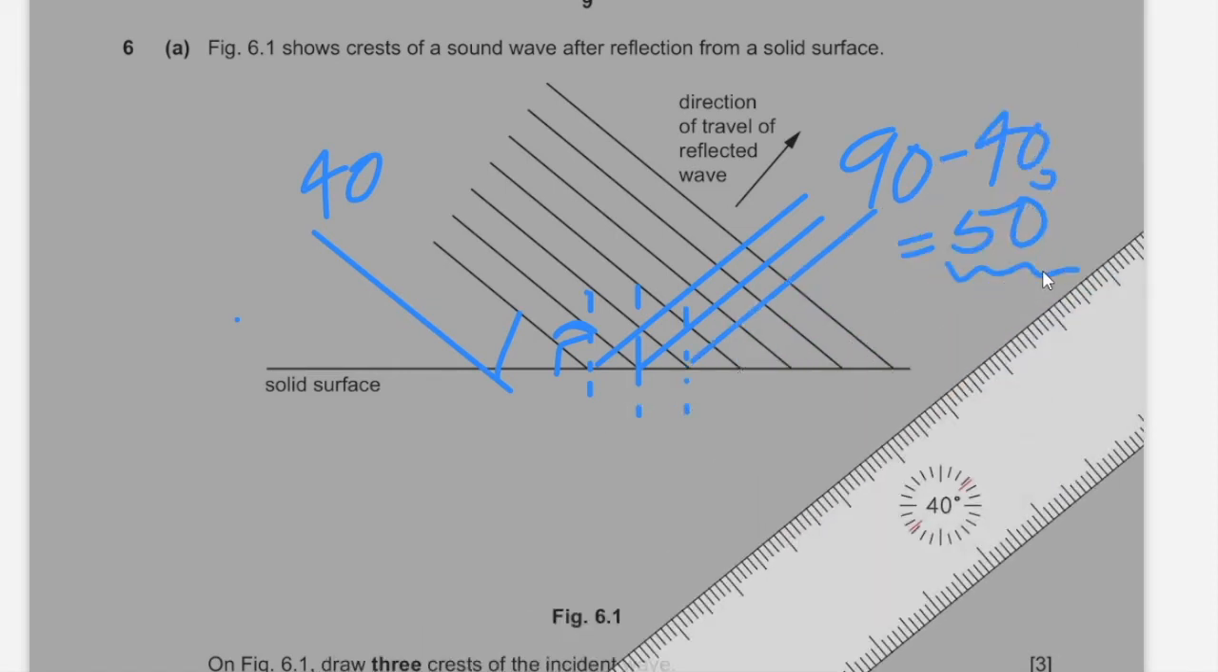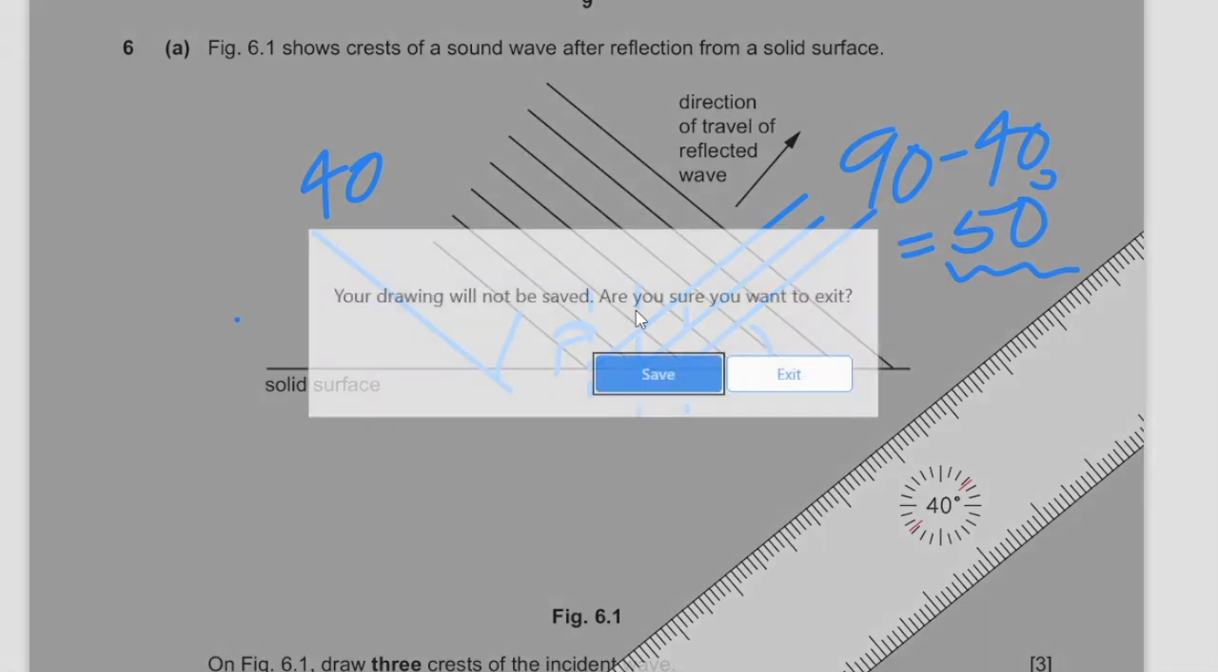So this is the angle which is counting as 40 degrees, and this is not the angle of incidence. The angle of incidence is the angle between the normal and the incident rays, which is 90 minus 40, and that is also equal to 50, which was the angle of reflection as well.